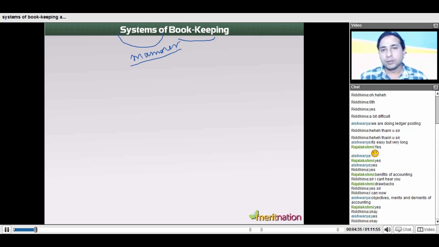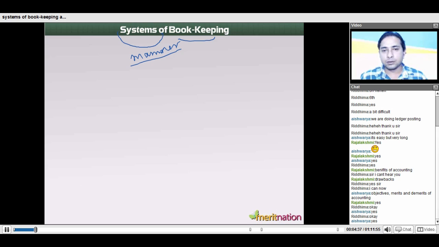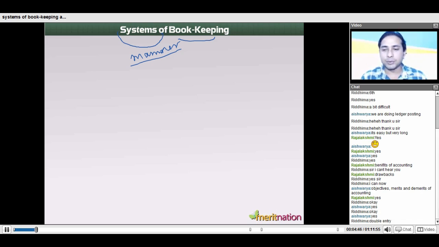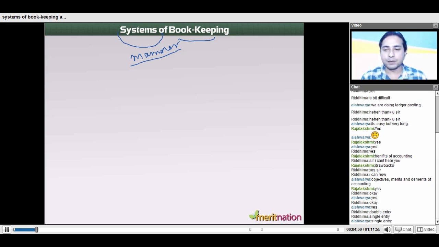Now we have two types of systems. Who is going to tell me about these two systems? Do you know that we have two systems? Yeah, Ridhima is right, double entry. And the other one? Single entry. Great, great. Good, Aishwarya.